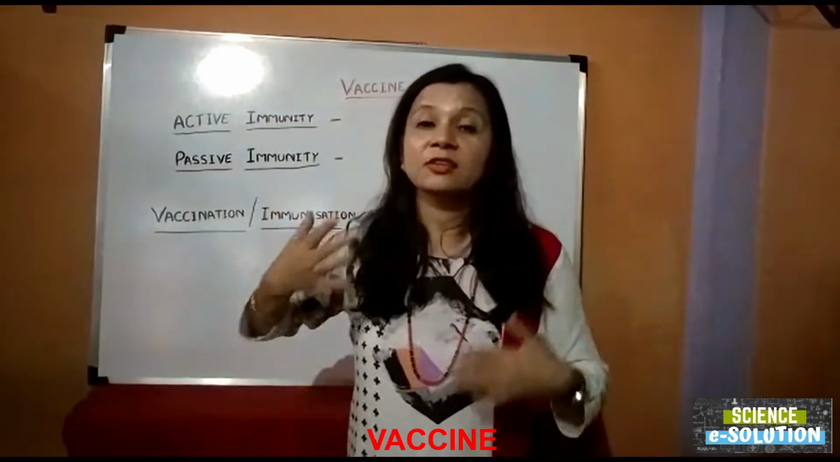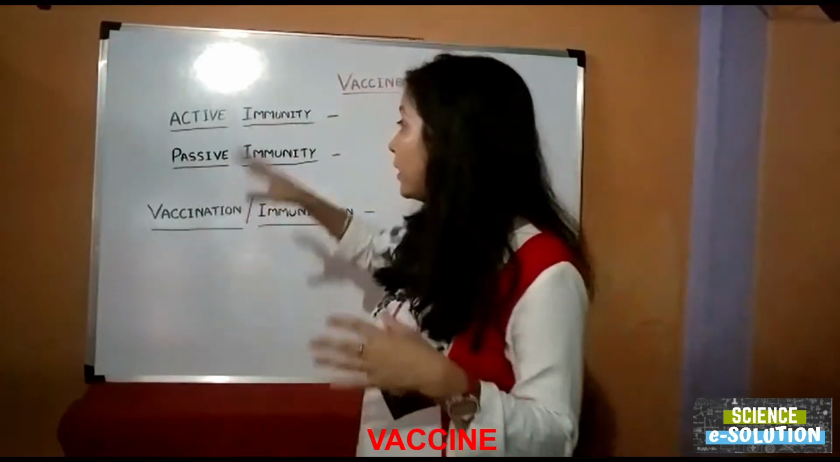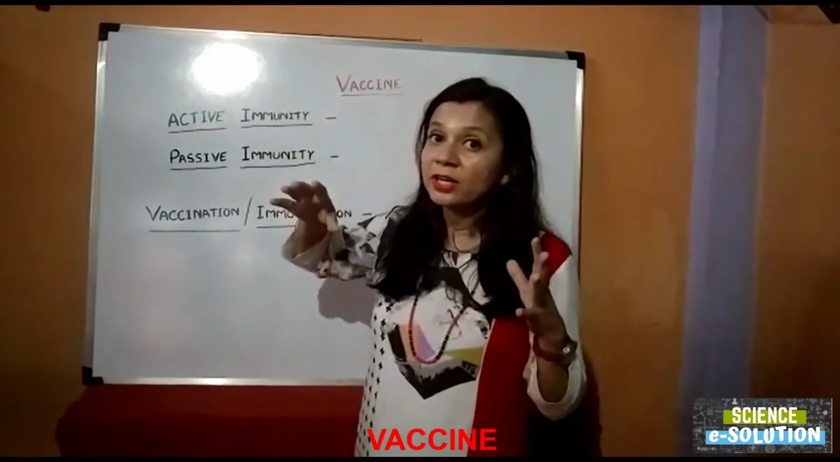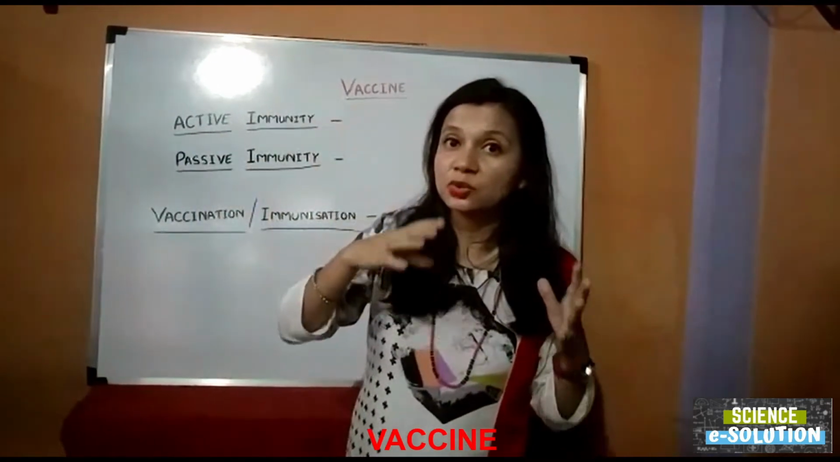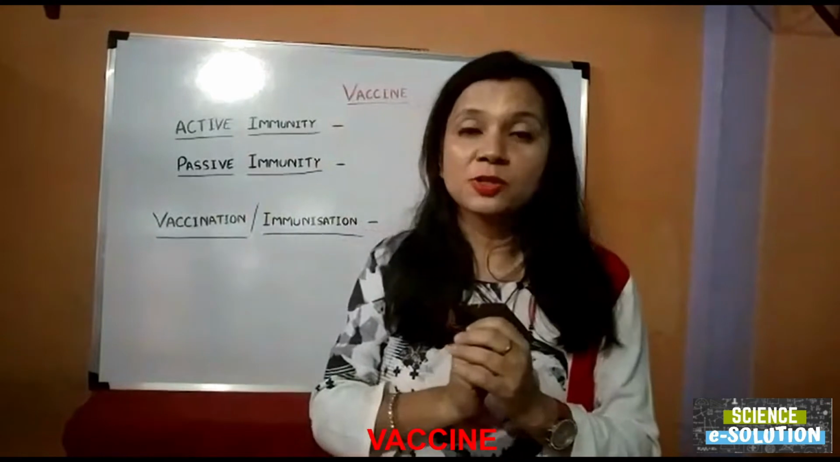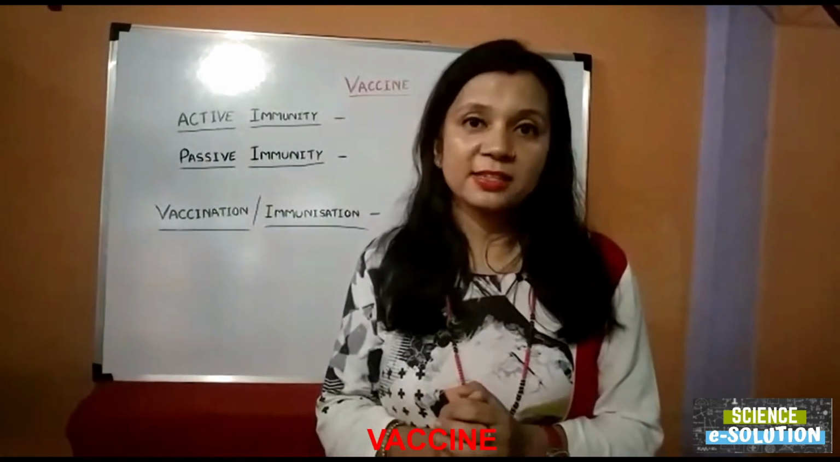So in active immunity, everything is active: active antigen, active formation of the antibodies. But in passive immunity, antibodies formed somewhere else are injected into the body. That is the basic difference between active immunity and passive immunity.